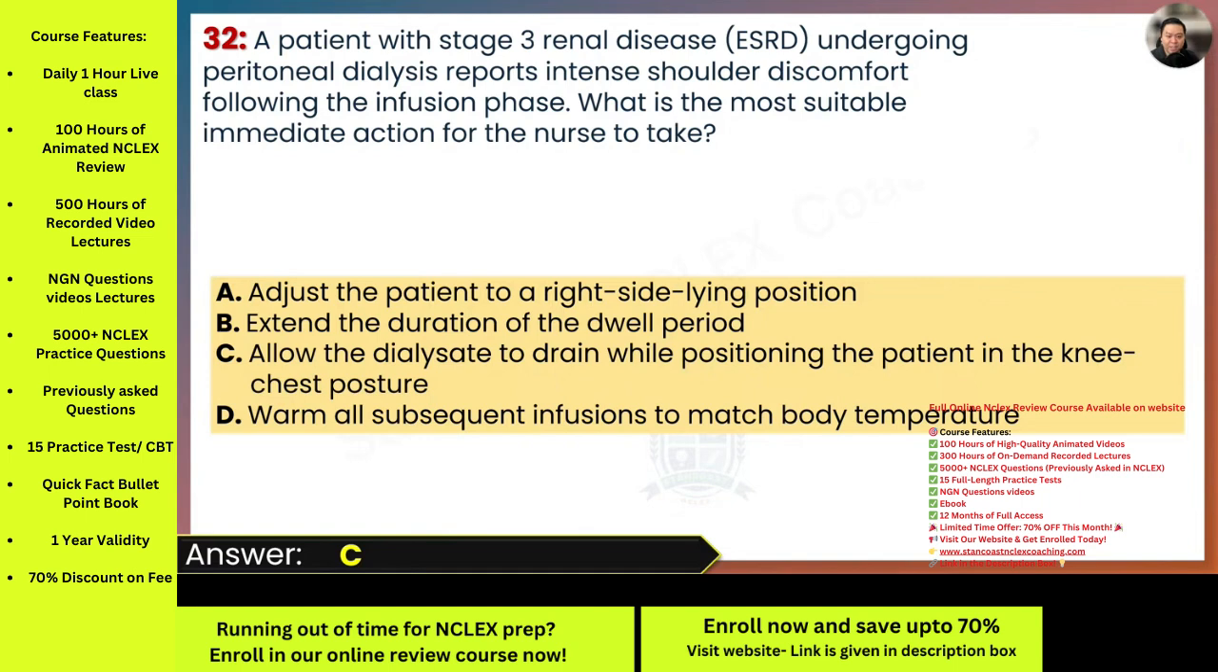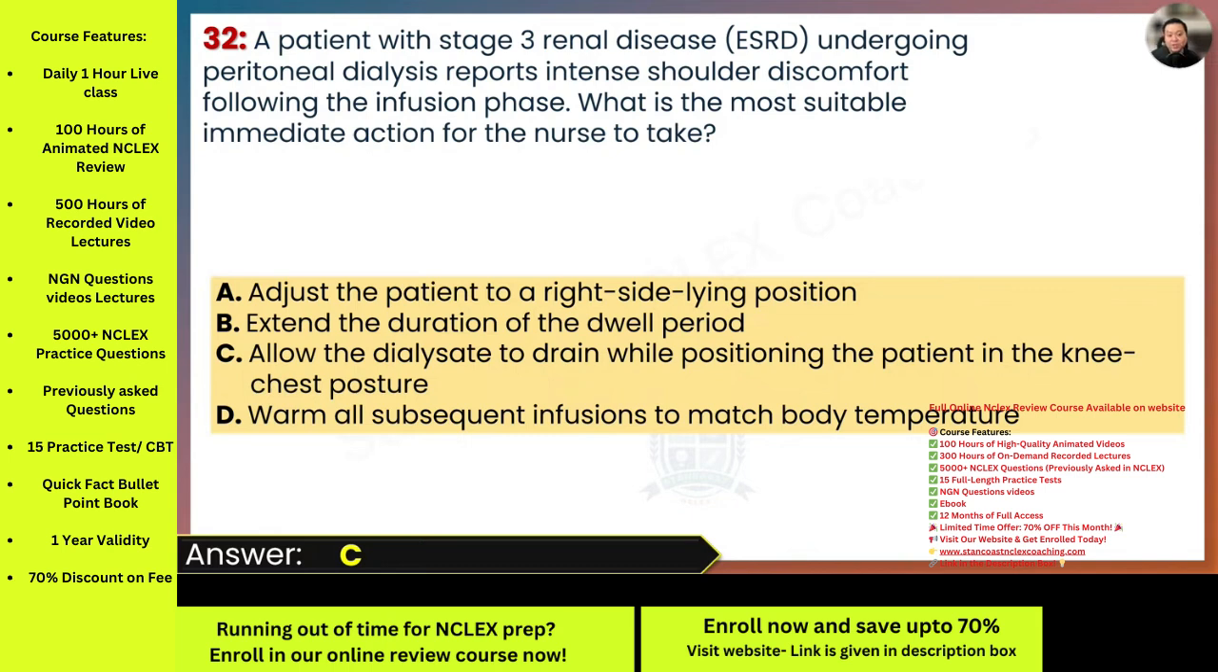And I want to remind you that the concern is to relieve the discomfort caused by the air, and extending the dwell period will not resolve the problem. Letter D is also incorrect. We know that warming the dialysate is preferred for comfort and also to avoid abdominal discomfort or to avoid hypothermia. But this is not something that will address the shoulder pain caused by the trapped air. And so we are going to discard this option as well.